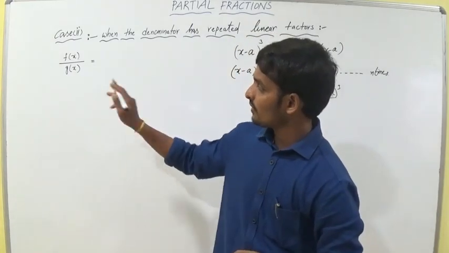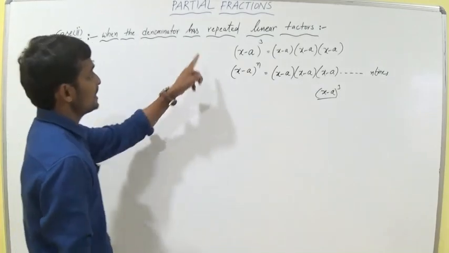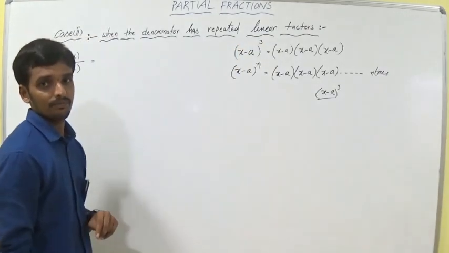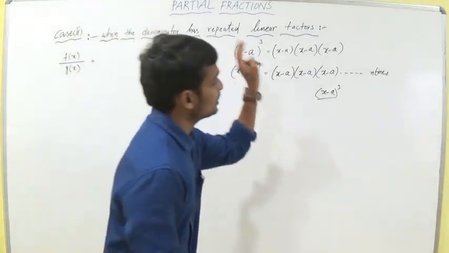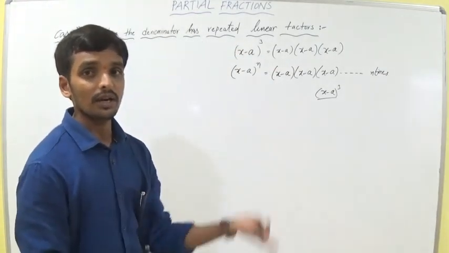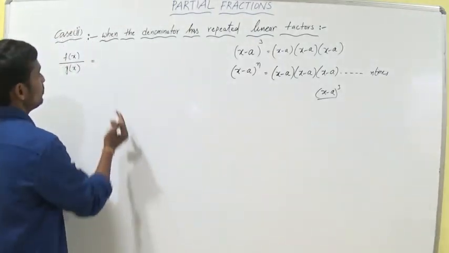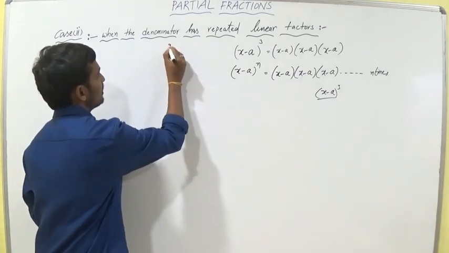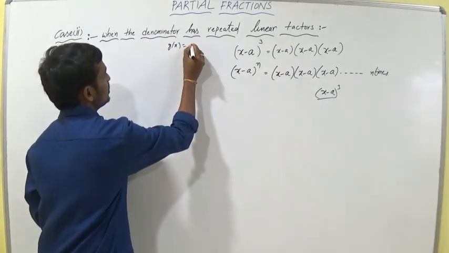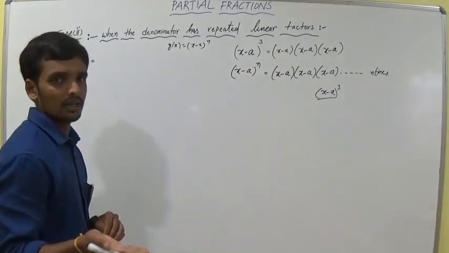So here, for f of x by g of x, we are learning the case where g of x has repeated linear factors. If it has 2, we write x minus a 2 times. If it has 3, we write it 3 times. If 4, we write it 4 times. So g of x is equal to x minus a whole power n, where n means we can take any number.